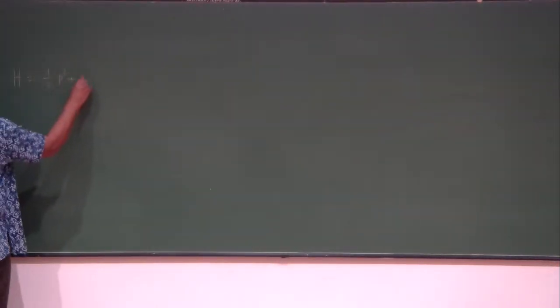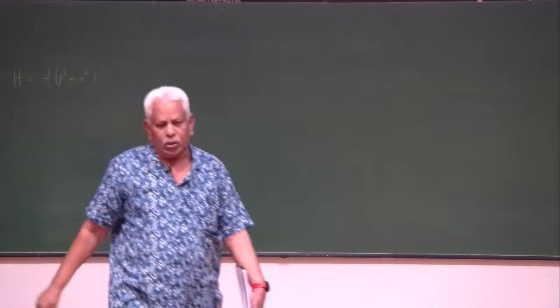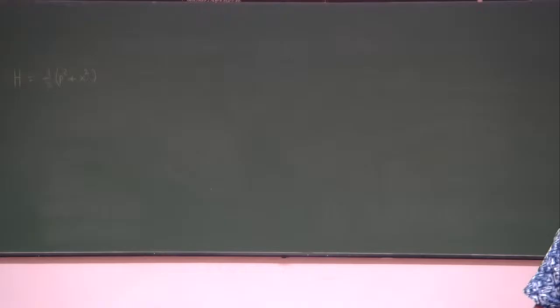So H is half of p squared plus x squared. I have put h bar equal to 1, k equal to 1, all those things. If you want, you can put those in also, right? You can solve this exactly. You know all the eigenstates of that Hamiltonian and all the eigenvalues of that operator. There is no problem. But that kind of thing is not always what reality is. Reality is not always this kind of problem.